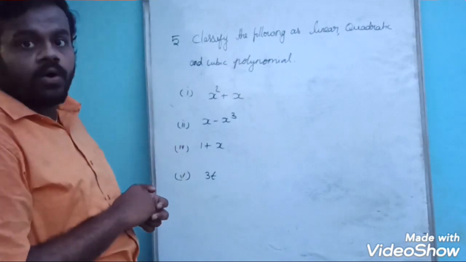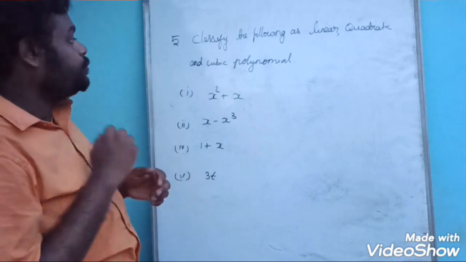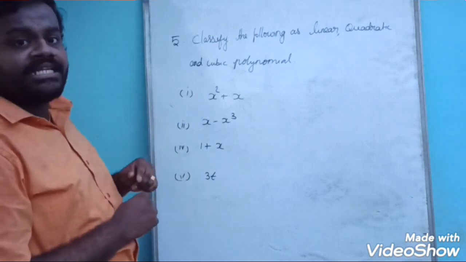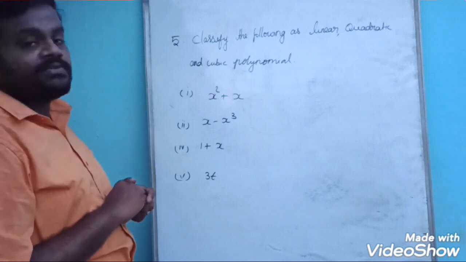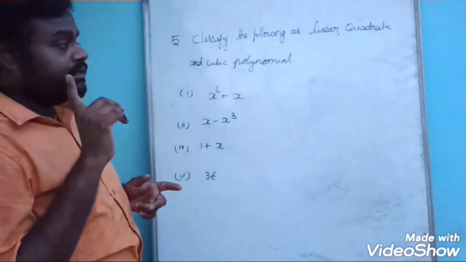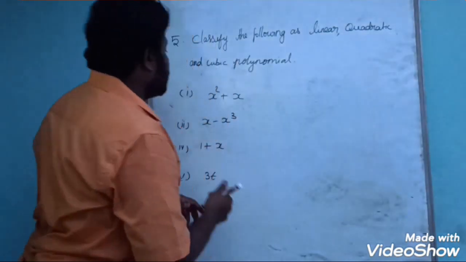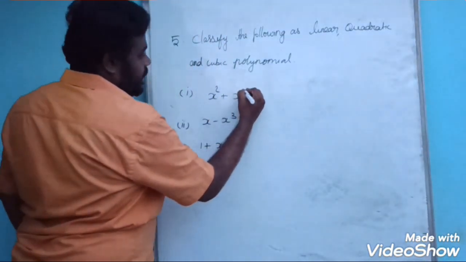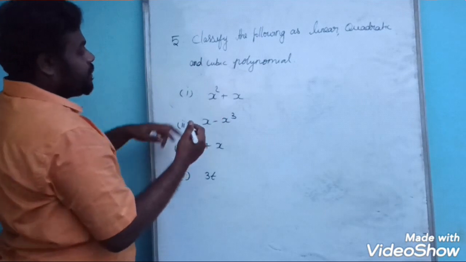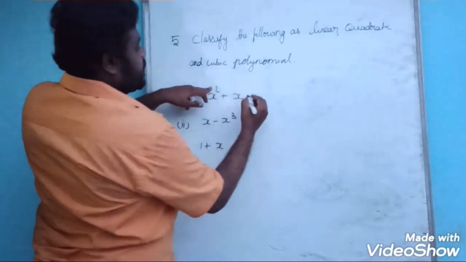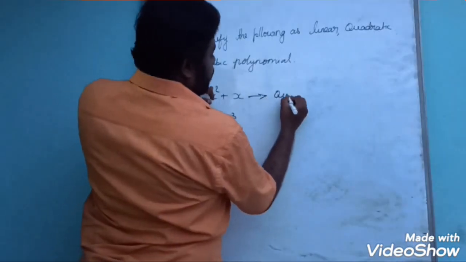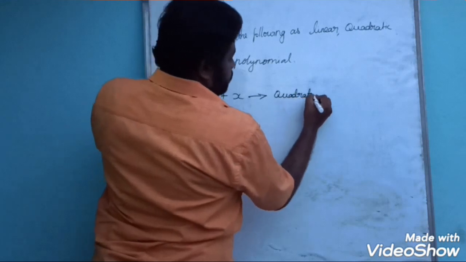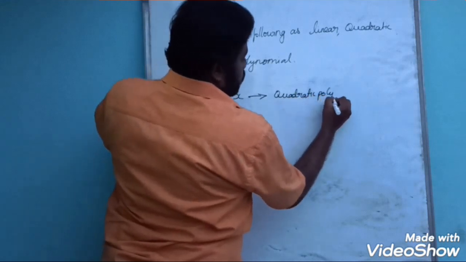Linear means the whole expression has highest power 1. Quadratic means the whole expression has highest power 2. And cubic means cube, you know that is 3, so the whole expression has highest degree 3. So directly we move on to the answer. Here one is the degree and then 2 is the degree. So the highest degree is 2, which means this is a quadratic polynomial.